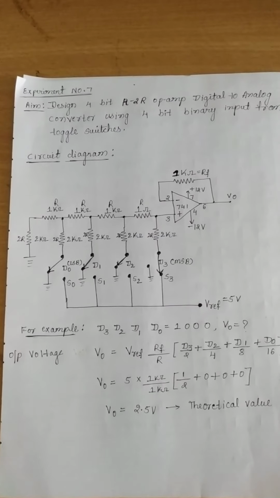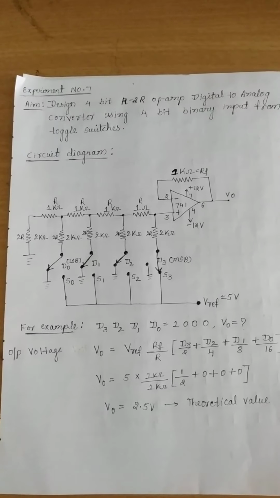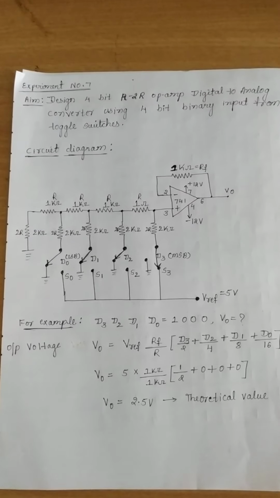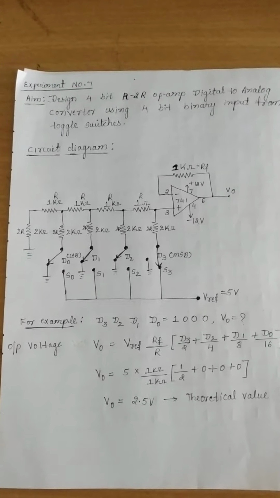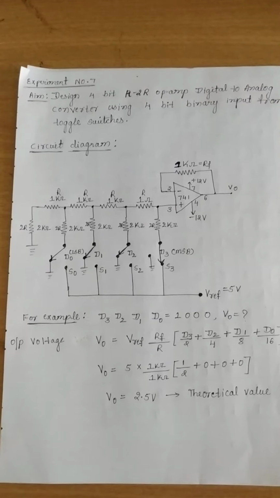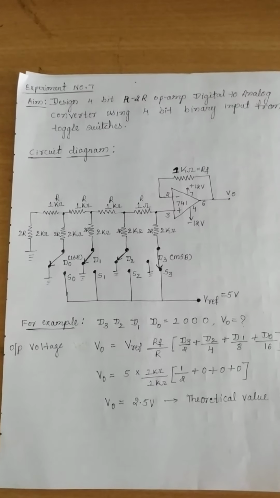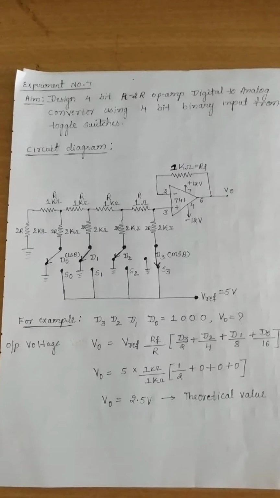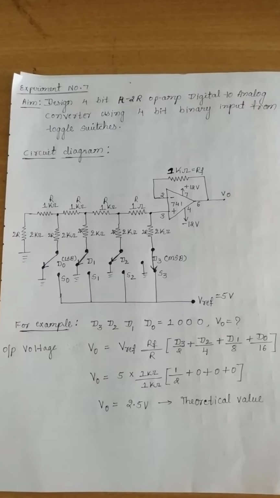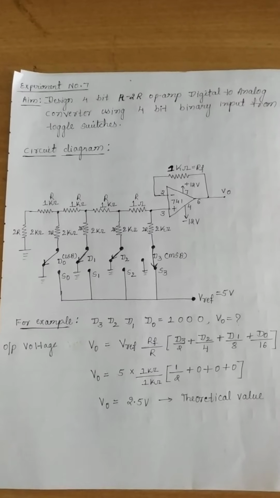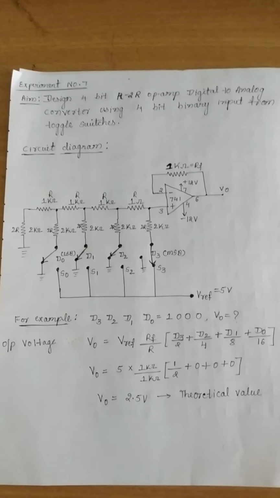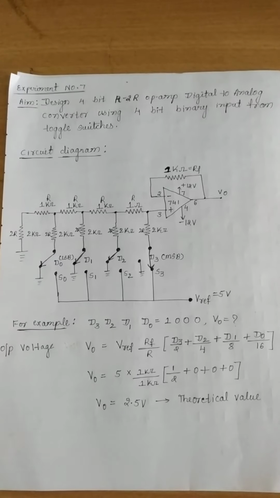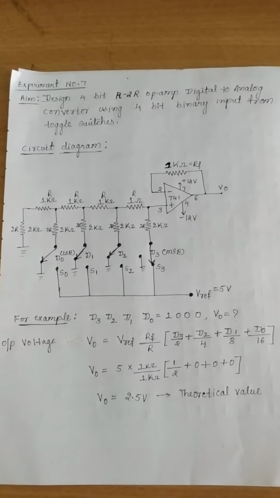For example, in the diagram I have shown the most significant bit D3 connected to 5 volts, and D2, D1 and D0 I have connected to ground. Okay, we are considering, for example, D3 as 1, and D2, D1, D0 as all zeros. For this digital input, you need to measure what will be the output voltage.